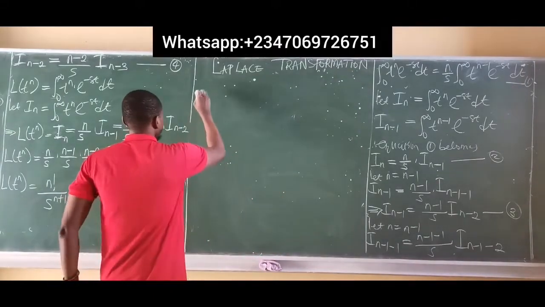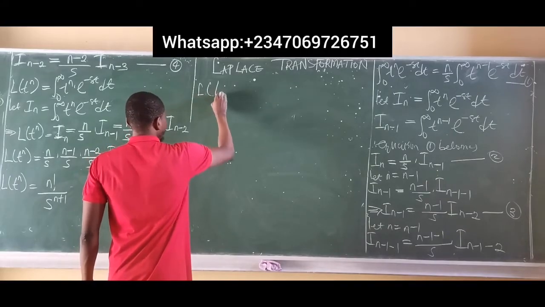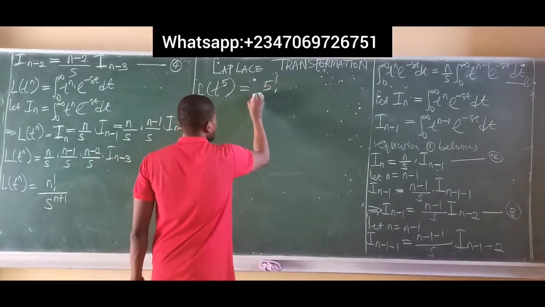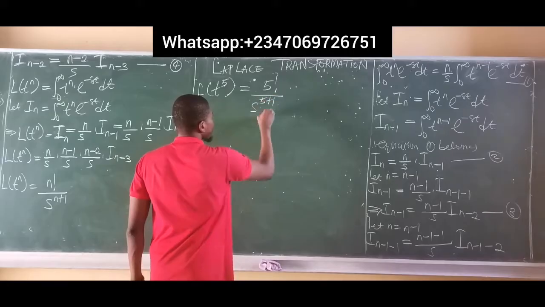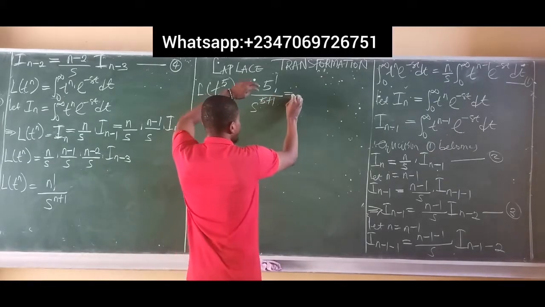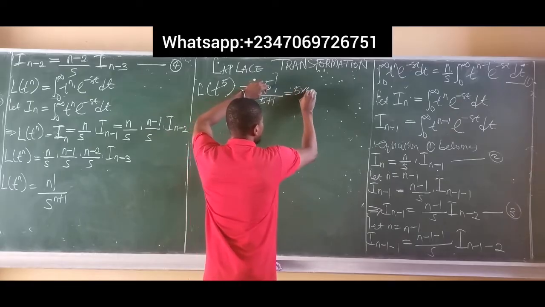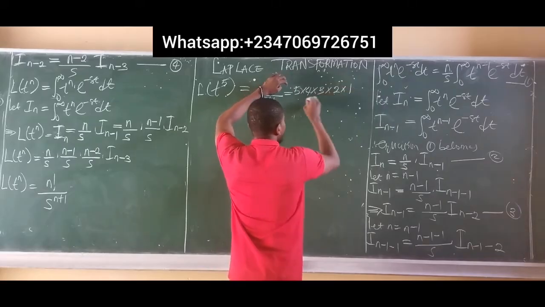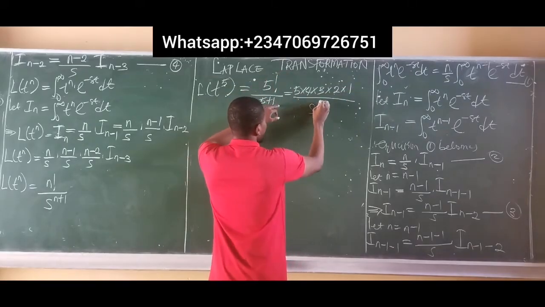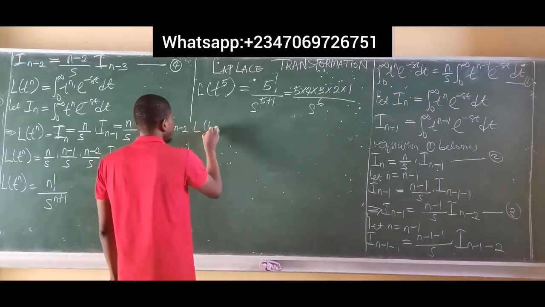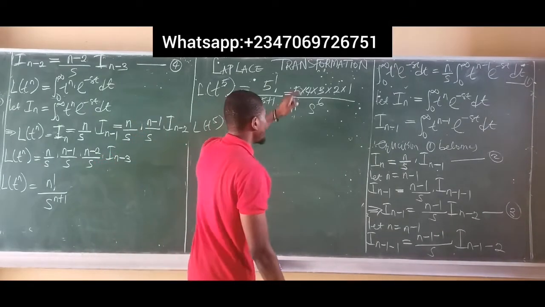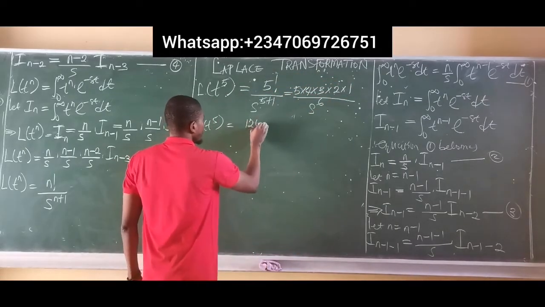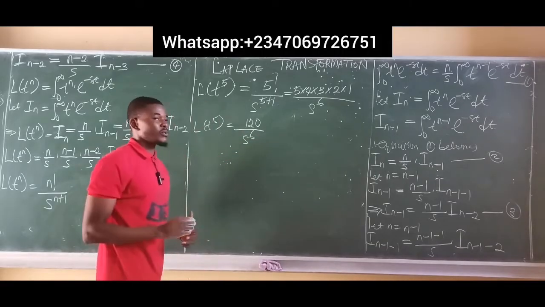So let's say we are asked to find the Laplace of t to the power of 5. This becomes 5 factorial all over s to the power of 5 plus 1. It's as simple as this. And what is 5 factorial? 5 times 5 minus 1 is 4, times 4 minus 1 is 3, times 3 minus 1 is 2, times 2 minus 1 is 1, all over s to the power of 5 plus 1, which is 6. Hence, the Laplace of t to the power of 5 is going to be 5 times 4 times 3 is 60, times 2 is 120, times 1, 120 all over s to the power of 6. It's as simple as this.